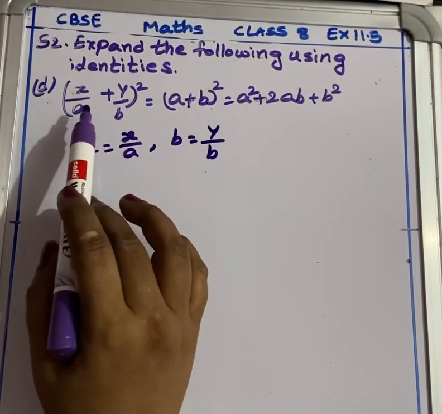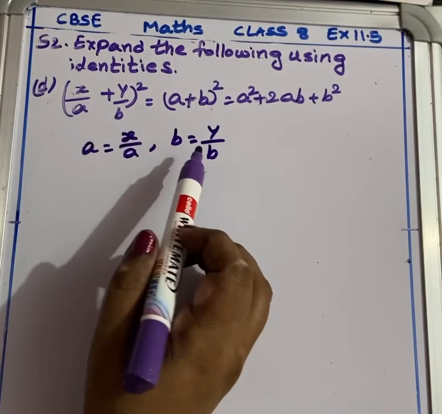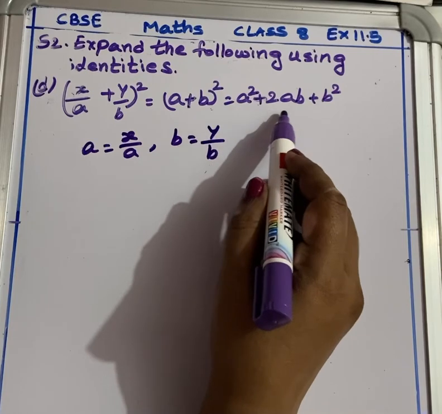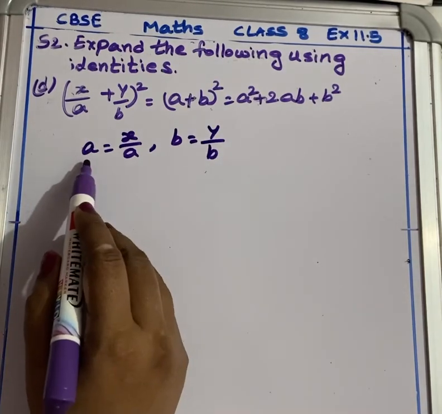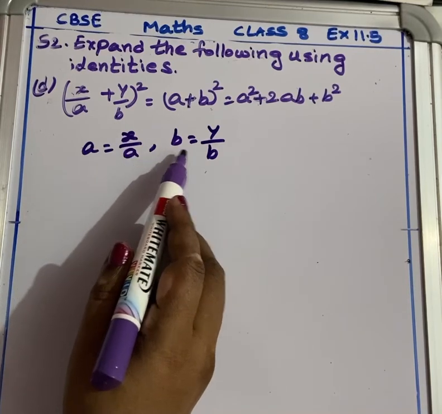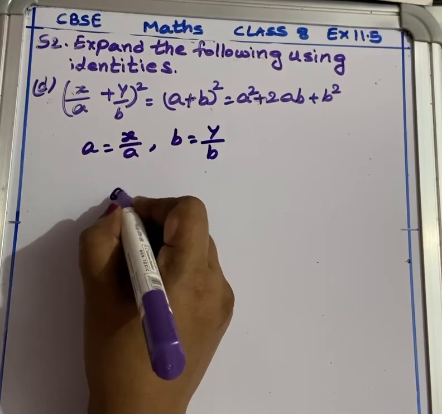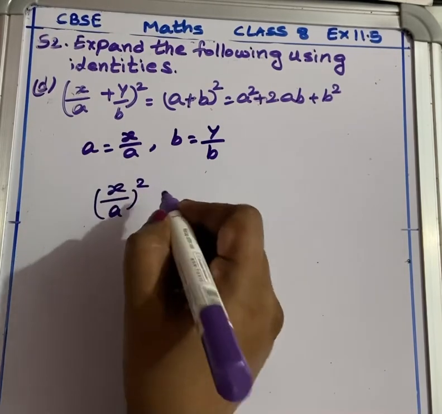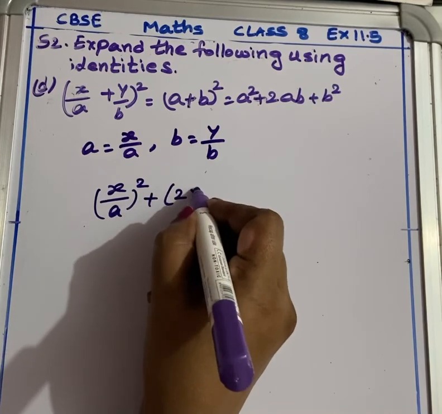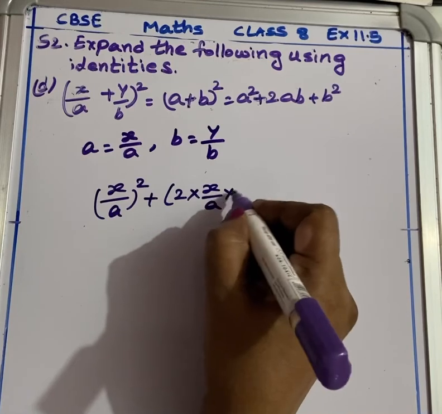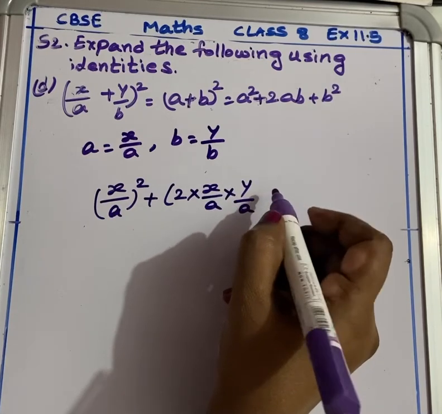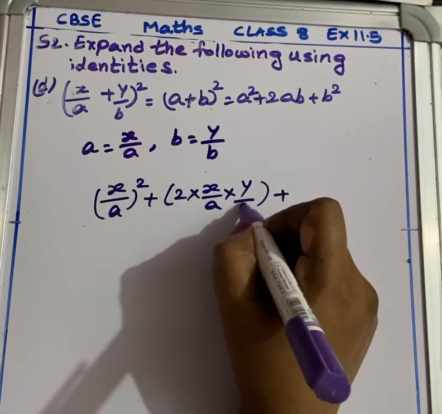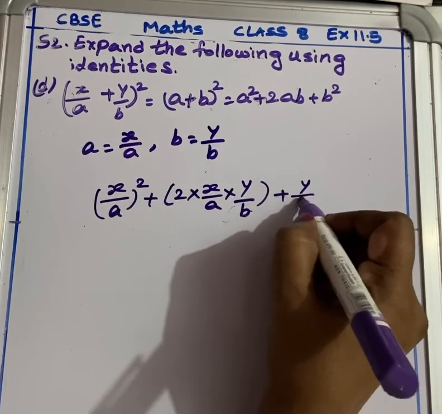D: (x upon a plus y upon b) whole square. Here we are using the first identity, (a plus b) square. When we expand, a square plus 2ab and b square comes. Here, a equal to x upon a and b equal to y upon b. (x upon a) square plus 2 into x upon a into y upon b plus (y upon b) square.